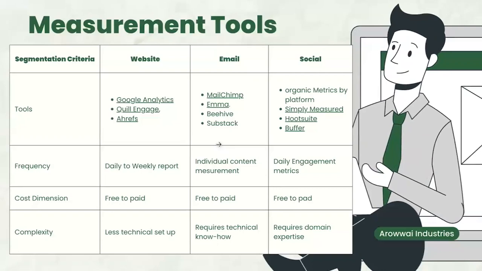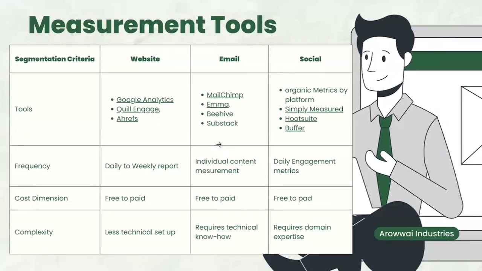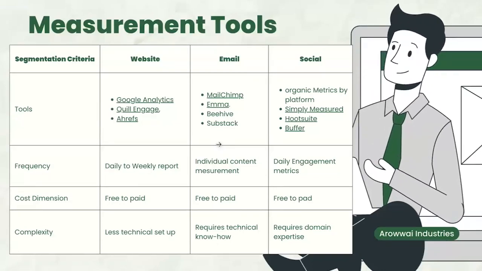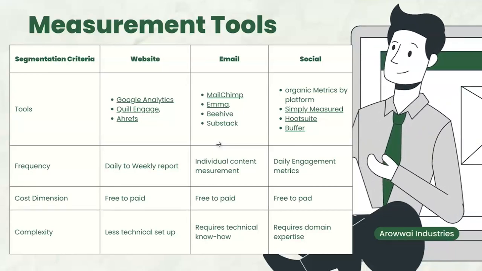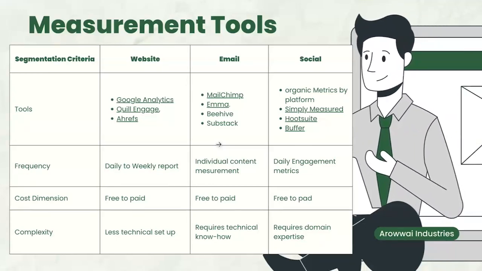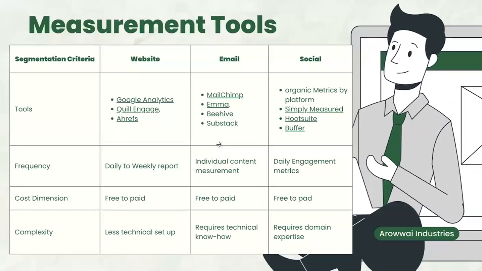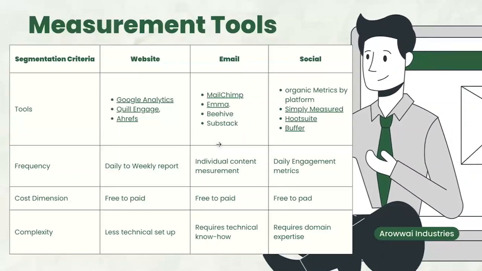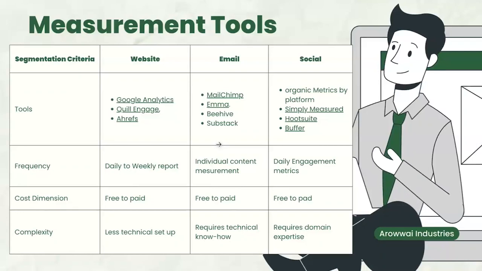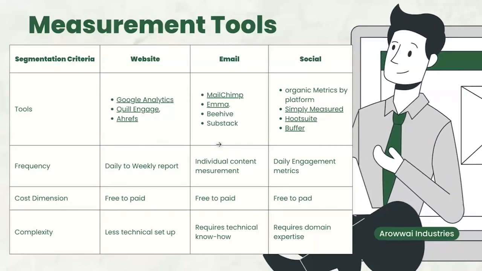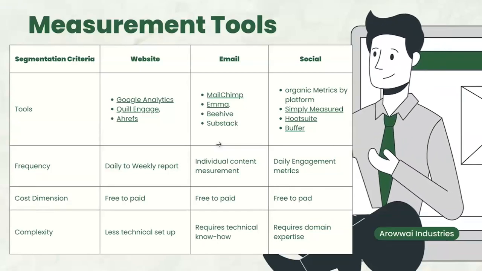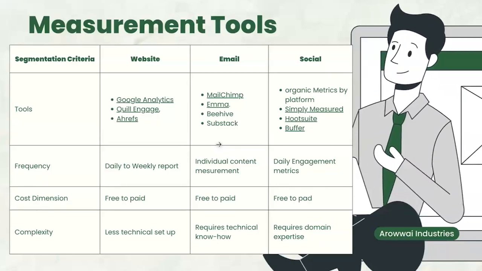Facebook, for instance, will give you organic metrics. Pay attention to that dashboard and track the number of clicks you are getting for your ads or your content, and also see how your followers are engaging with your page so you can improve. Other paid ones are Hootsuite, Buffer, and Simply Measured. As for frequency, you can monitor them daily to weekly. Some of them let you set the report frequency.